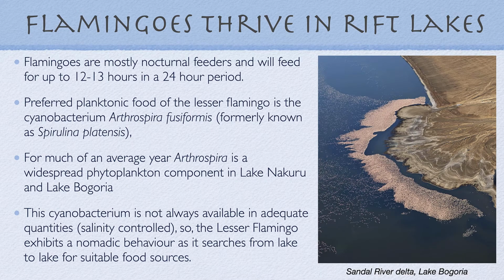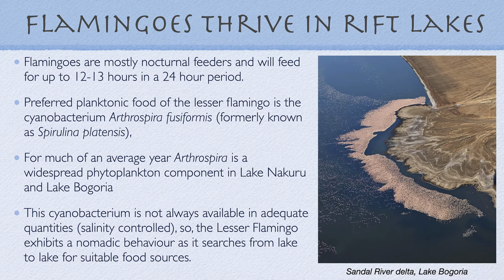Flamingos in their native habitat usually fly into the lakes and feed at night, and they'll feed for up to 12 to 13 hours in a 24-hour period. And they favour a particular phytoplankton food source known as Arthrospira fusiformis. This has been misidentified in the past as a form of Spirulina platensis, but it's actually a separate species to Spirulina. It has very similar protein-rich properties, but it is not the same species.